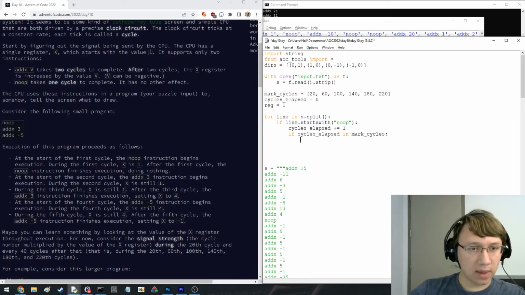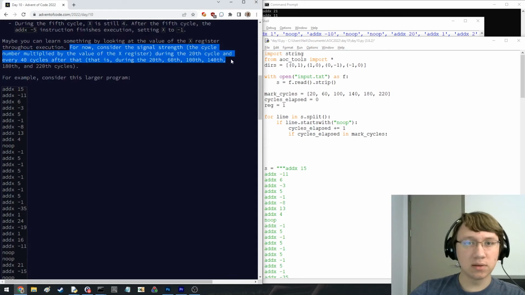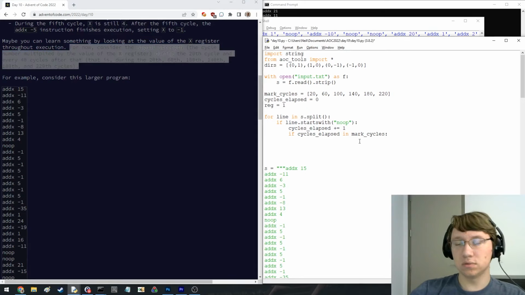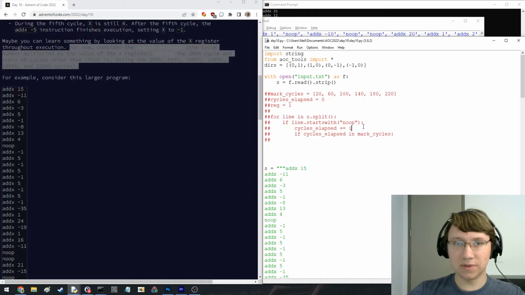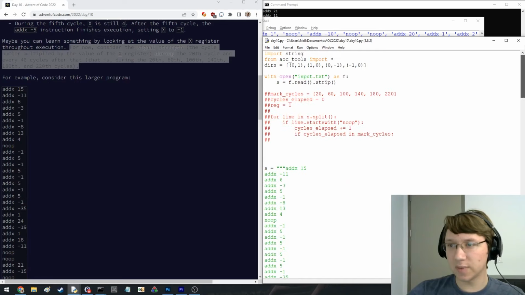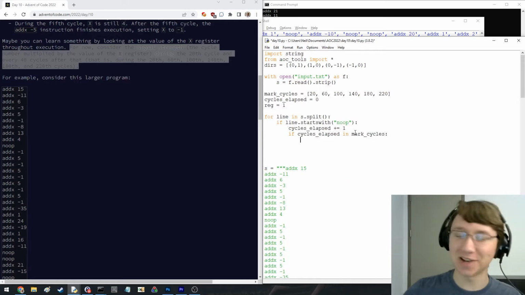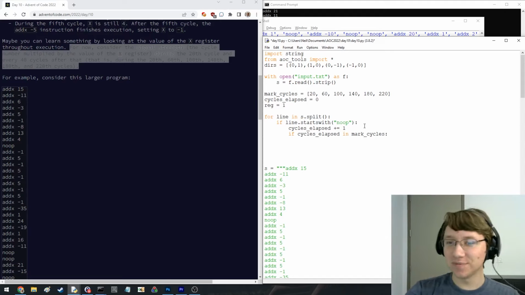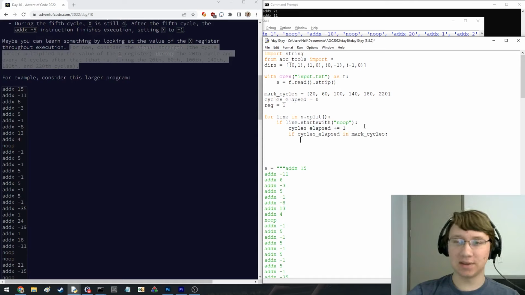Oh wait, no, yeah, hang on. Signal strength during, oh. If it's during the, well, I already tried this, right? It should be like up here. Let's go back to this rewrite. Speed is not really a concern anymore. I've already missed the leaderboard. Okay, so if the number of cycles elapsed is in the mark cycles, right, then we're just going to mark it.